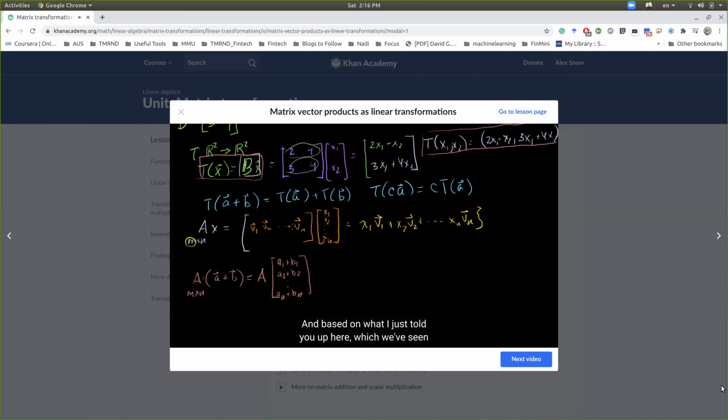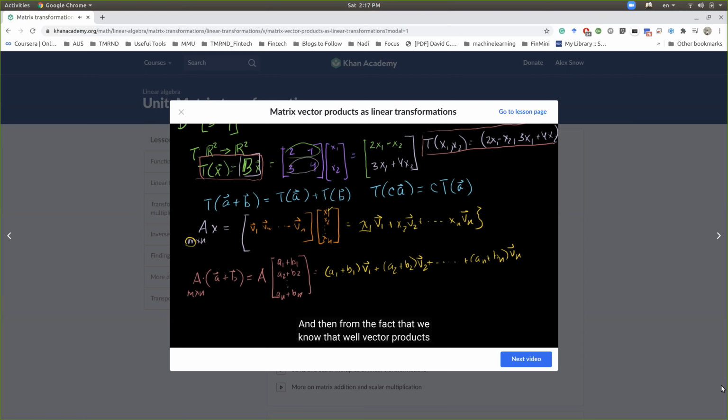And based on what I just told you up here, which we've seen multiple times, this is the same thing as a1 plus b1 times the first column in A, which is that vector right there, v1, plus a2 plus b2 times v2, all the way to plus an plus bn times vn. All I did is each xi term here is just being replaced by an ai plus bi term. So each x1 here is replaced by an a1 plus b1 here. So this is equivalent to this.